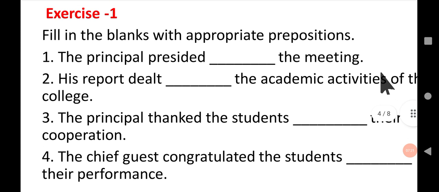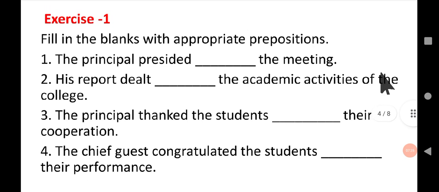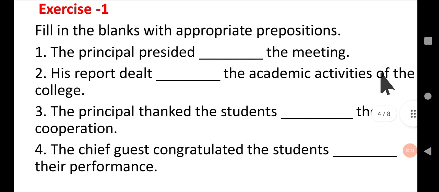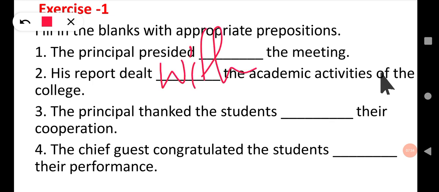Next one, his report dealt dash the academic activities of the college. Dealt is followed by the preposition with. I will deal with him. You sit aside, I will deal with him. I will deal with this matter. So here, his report dealt with the academic activities of the college. With must be used here.